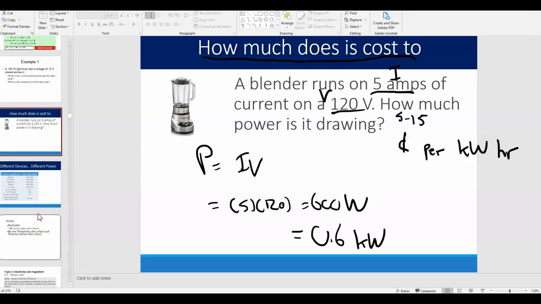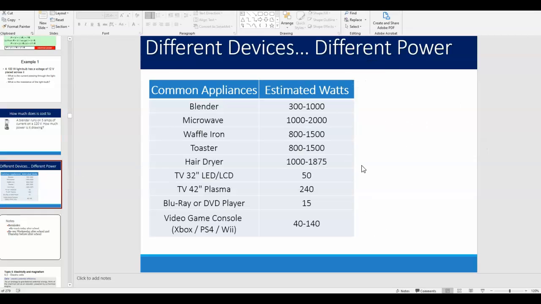All right, so moving on. In case you're wondering how much power different devices use, this is just a simple chart that has some common appliances on it. You can see, blender somewhere in the 300 to 1,000 watt range. Microwave oven might be more. TVs nowadays tend to be pretty energy efficient, but still, if you leave on your TV all the time, that uses up a lot of electricity.